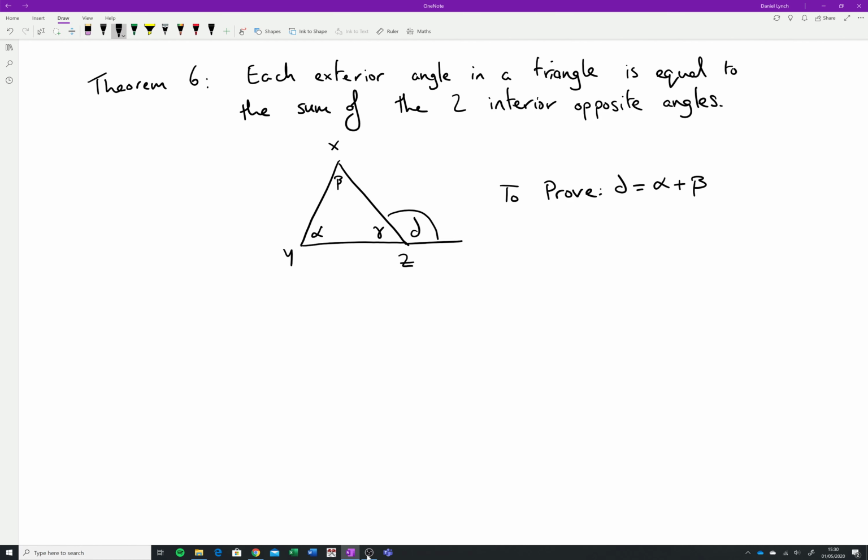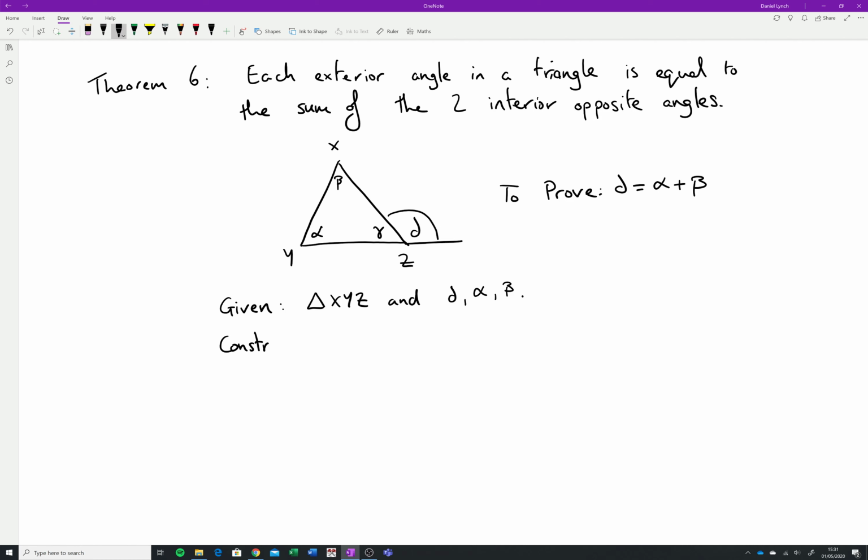Let's see, what was given to us? So they mentioned this triangle. So there was the triangle X, Y, Z, and they also mentioned an exterior angle, delta, and they mentioned the two interior opposite angles, that was alpha and beta in this particular case. By the way, you can make up your own letters for it. You don't have to learn it line by line off these letters. You can use whatever symbols you want. There's no problem with that.